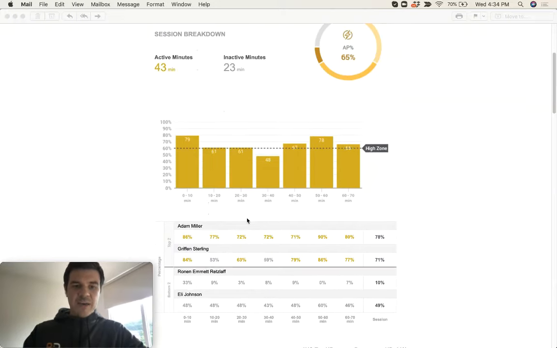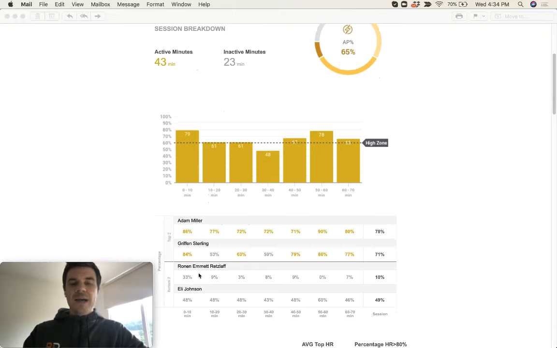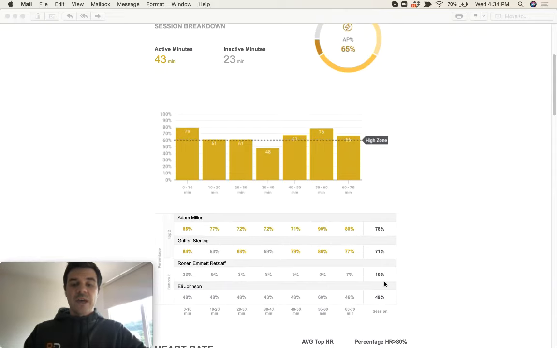Then just beneath that, we've got the top 2 players and the bottom 2 players. You can see these 2 guys had the highest AP at 78 and 71%. And again, what does that look like across the 10-minute blocks? And then the bottom 2 players that you've got here at 10% and then 49% had lower AP for the session.